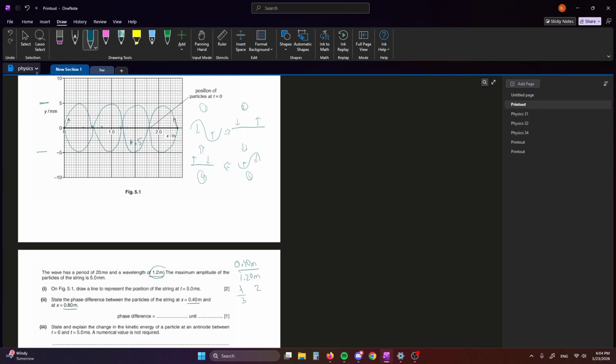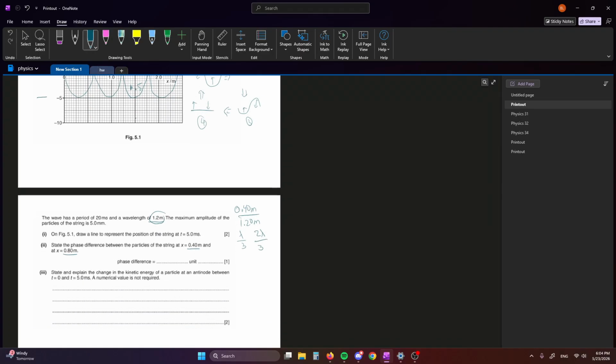And on the other hand, we have two thirds of a wavelength for 0.80 meters over 1.2 meters. And we have two wavelengths over 3. So we have a phase difference of wavelength over 3, which is around 120 degrees. And the unit, I guess degrees.